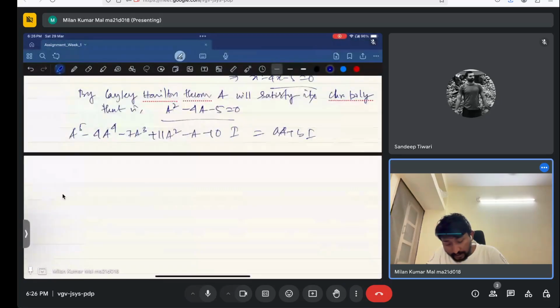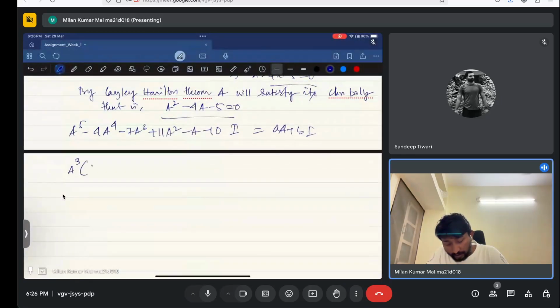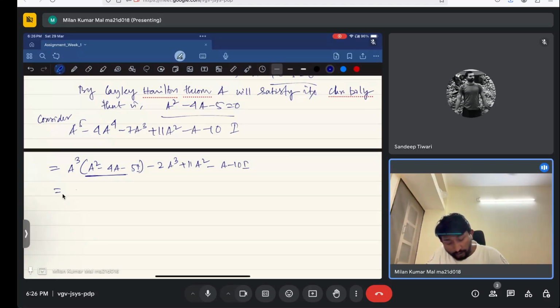So let's take A cubed common. It will be A squared minus 4A minus 5 identity. Therefore we will have minus 2A cubed plus 11A squared. So I am removing this one, and we will write minus A minus 10 times identity. So this is 0, so this full thing will be 0. So let's take minus 2A common. So what we will have is A squared, and I will forcefully write A minus 5.